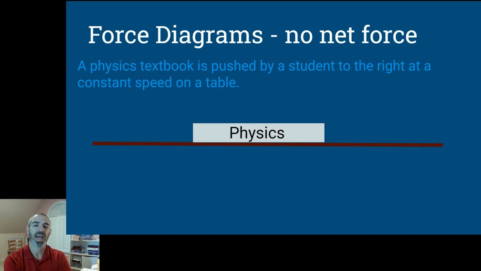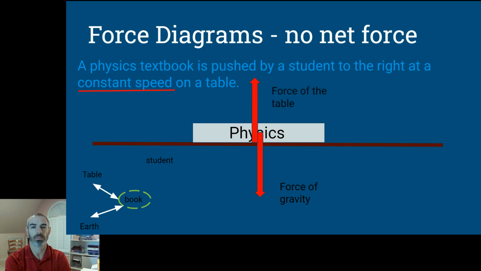Now we have this textbook that is being pulled at a constant speed. The key here is a constant speed. That's going to give us a hint for a force that we need later on. So we draw our system schema. We've got the book, we've got the dashed shape around the book, and we've got the earth, the table, and the student. We know that the earth supplies the force of gravity. The table provides an upward force on the physics textbook, and the student applies a force to the right.